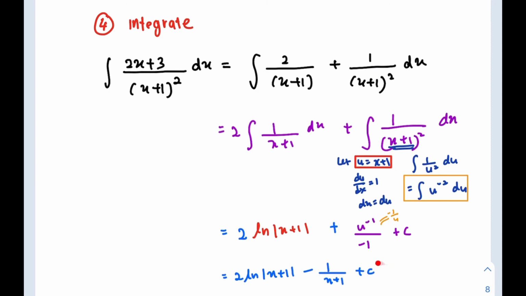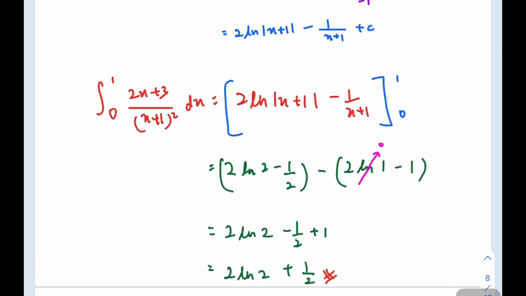Okay, so this is your answer if you don't have any limit. However, our question has a definite integral, which is from 0 until 1. So let's rewrite our answer here without the c, and let's fill in the limit from 0 until 1. Now let's fill in the limit of 1 first. So this is just 2 ln 2 minus 1 over 2. Minus, now let's fill in 0. So you have 2 ln 1 minus 1.